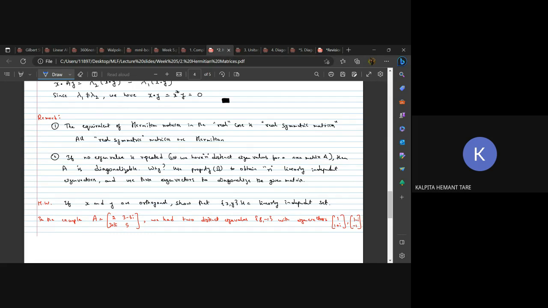No, it is not related to the order of the matrix. It doesn't matter. Yeah, it is true that we can get repeated eigenvalues.